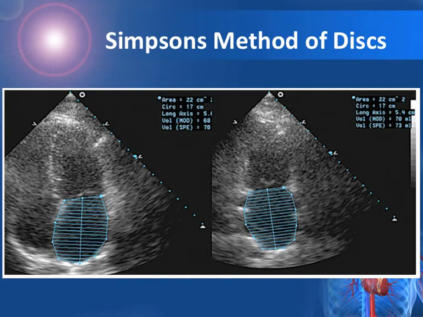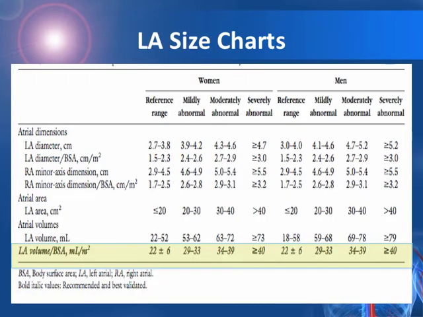Here on the left side, you see a tracing in the 4-chamber, and then on the right side, you can see tracing in the 2-chamber. The best thing with this measurement is to index it. Once we index the left atrial volume based on body surface area, as highlighted in this data on the bottom, you can see that the normal range for men and women is identical, and is 22 plus or minus 6 milliliters per meter squared.